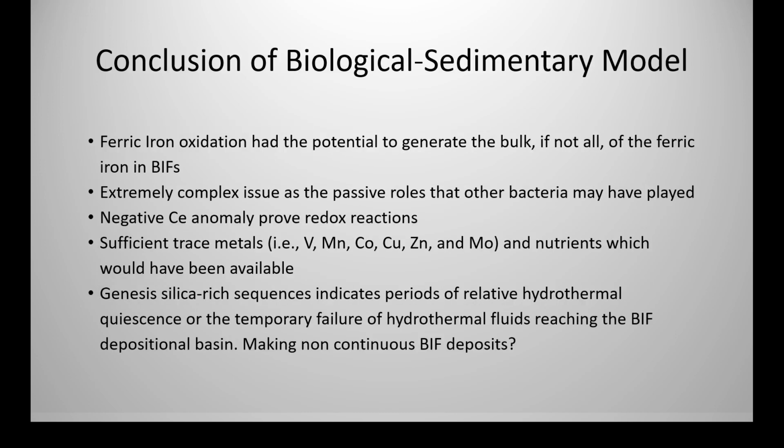Conclusions for the biological sedimentary model. So the ferric iron oxidation has the possibility to produce the bulk, if not all, of the ferric iron in the banded iron formation. There are extremely complex roles played by other bacteria in the formation. A negative Ce anomaly helps prove the redox reactions in the late Paleoproterozoic. There is also a sufficient amount of trace minerals and nutrients which could have been available to these different bacteria which would have produced the ferric iron.